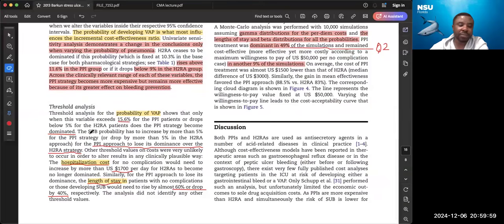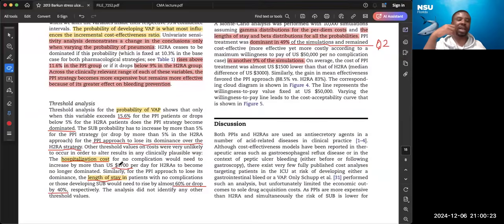Here it says the stress ulcer bleeding probability has to increase by more than 5% for the PPI strategy, or drop by more than 5% in the H2 array approach, for the PPI approach to lose its dominance over the H2 array strategy. All they are doing is subjecting the base case to these changes to see how robust the base case is.